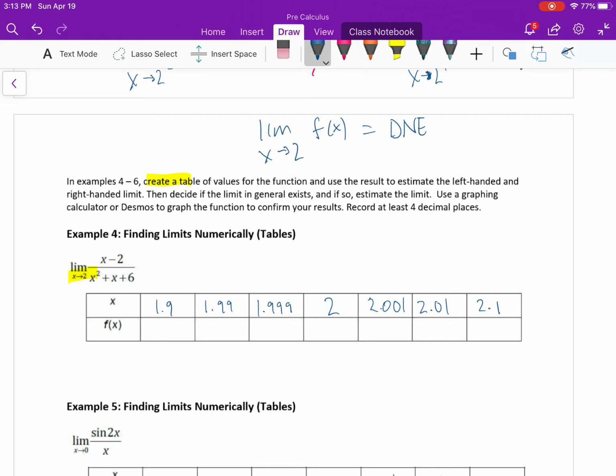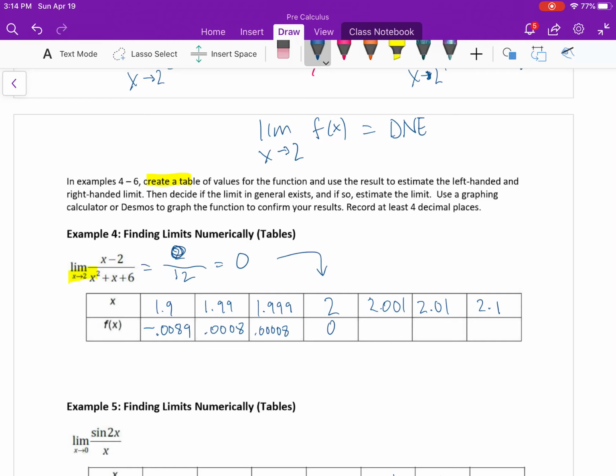All right, now it's our job to fill in these function values. So I've gone ahead and done those already. When I plug in 1.9, I get negative 0.0089, 0.0008, and then 0.00008. And when I plug in a 2 this time, I actually get a value. I get 2 on top, and I get 4 plus 2 plus 6. We get a 0 on top, and then 12 on bottom, and 0 divided by 12 is in fact 0. So the function value there is 0.